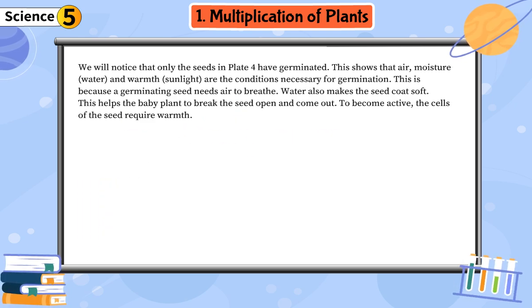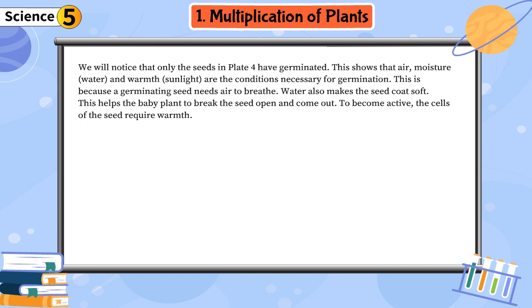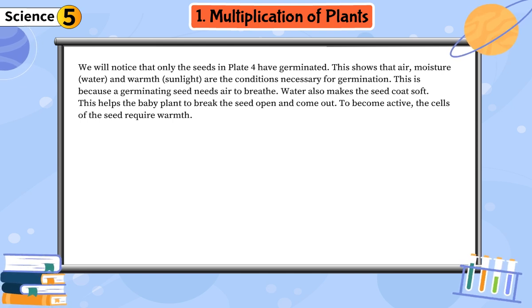We will notice that only the seeds in plate 4 have germinated. This shows that air, moisture, water and warmth are the conditions necessary for germination. This is because a germinating seed needs air to breathe. Water also makes the seed coat soft. This helps the baby plant to break the seed open and come out. To become active, the cells of the seed require warmth.